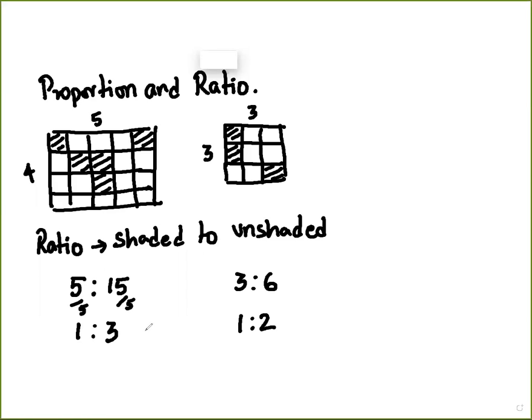Okay. Now, are these two the same? Are they the same? No. Obviously not. So they are not in proportion. So the number of shaded cells to unshaded cells in this grid, and the number of shaded to unshaded ratio in this grid are not equal. So they are not in proportion. Okay. But I can make it in proportion.